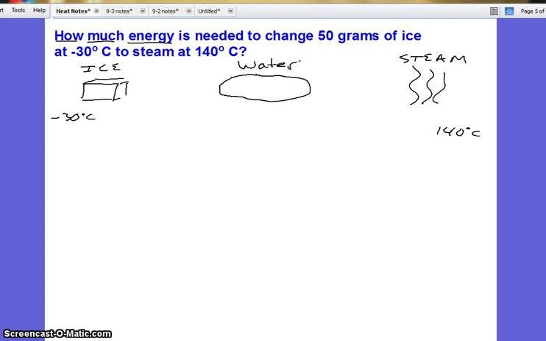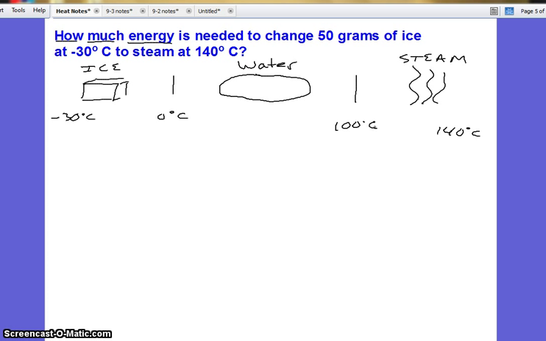So when do these borders occur? When do we change from ice to water? Well, we change that at 0 degrees Celsius. So it's like the Mason-Dixon line, going from Pennsylvania to Maryland. And when do we change from water to steam? When do we go from Maryland, let's say, to Virginia? Well, that occurs at the border, which is, in this case, 100 degrees Celsius.